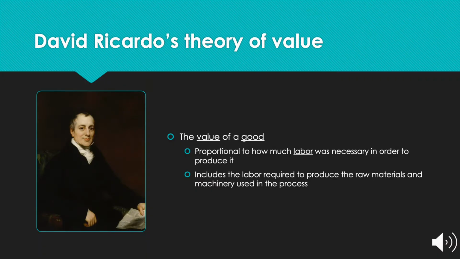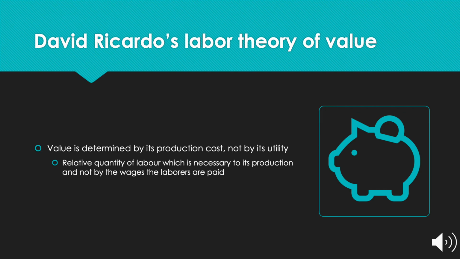Ricardo's labor theory of value says that the value of a good, which is how much of another good it exchanges for in the market, is proportional to how much labor was necessary in order to produce it, and this includes the labor required to produce the raw materials and machinery used in the process. Following Smith, he argued that although a good must have utility, if it is to have value, the value is determined by its production cost and not by its utility.